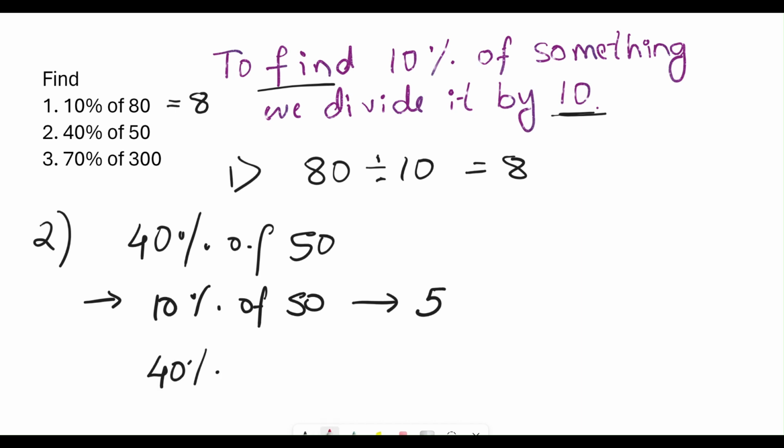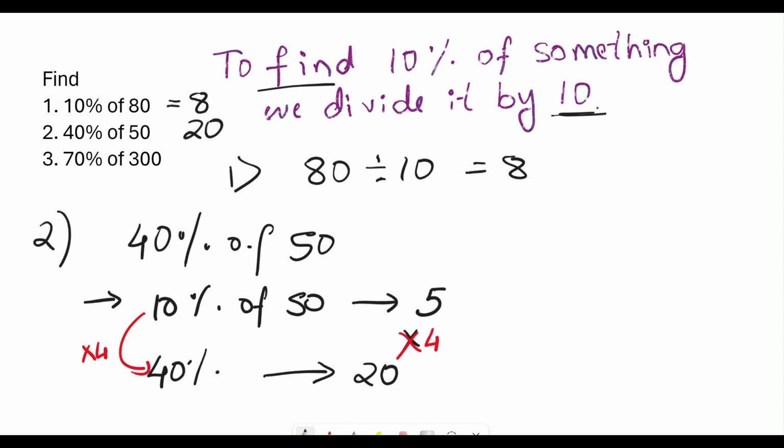Can I go from 10 to 40? Yes. How do I go from 10 to 40? I times it by 4. So whatever you're doing to the left side, do the same thing to the right side. So times both sides by 4, and you get 5 4s are 20. So 40% is 20.